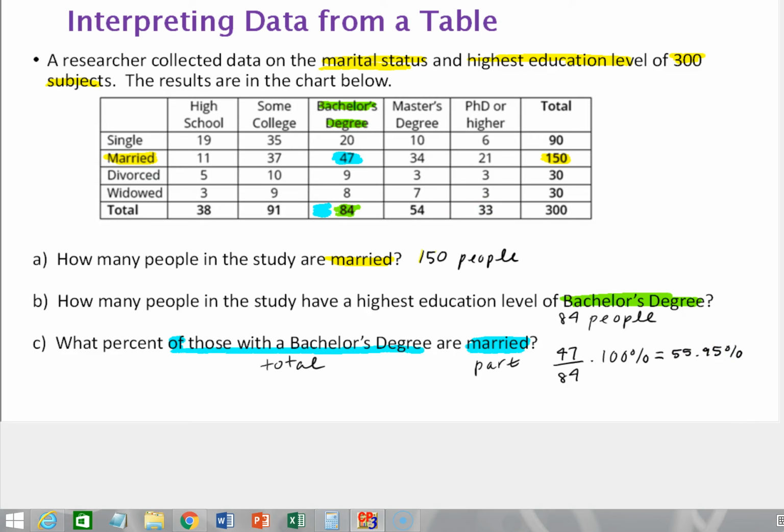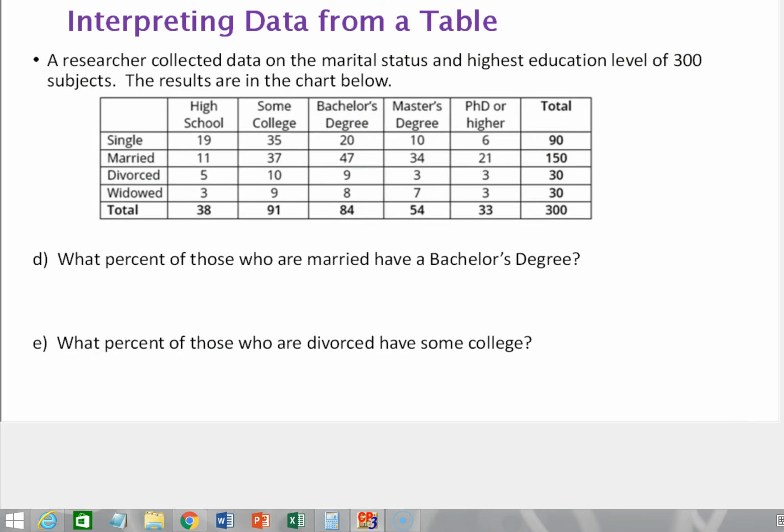Let's look at part D. So D asks us, what percent of those who are married have a bachelor's degree? Notice this seems very similar to our last problem, but notice that the part and the whole have changed. So now our whole, or our total, we're looking at those who are married, and our part is going to be those that have the bachelor's degree and who are married. So our part will actually be the same, but it's relative to a different total.